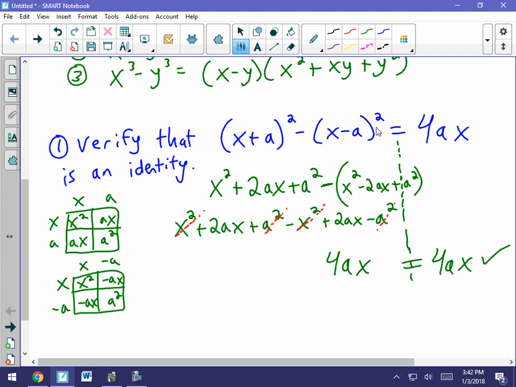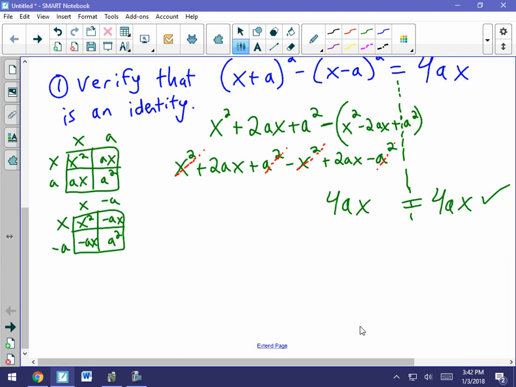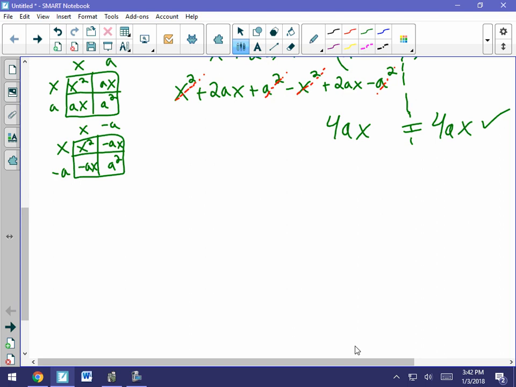So we just proved that this is an identity by doing some algebra. We showed that when you break this down, doesn't matter what value x and a are, you're always going to get this 4ax at the end. And again, we just showed that. So how are these identities useful? We can actually use them to do some mental math. So here's some cool math tricks.